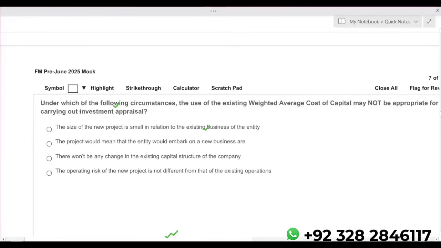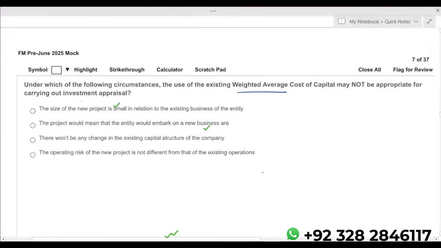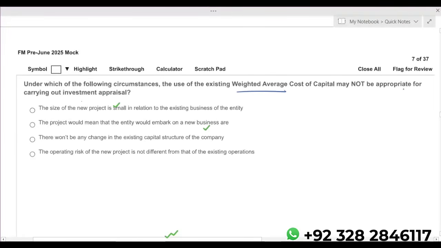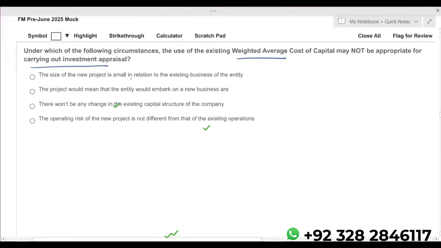Okay. Under which of the following circumstances the use of existing weighted average cost of capital may not be appropriate for carrying out investment appraisal? Let's see. The size of the new project is small in relation to the existing business of the entity. Here it is okay. Existing WACC you can use here. In first, that is okay.